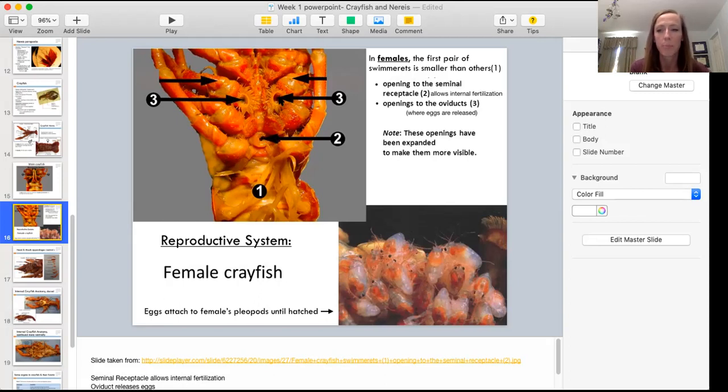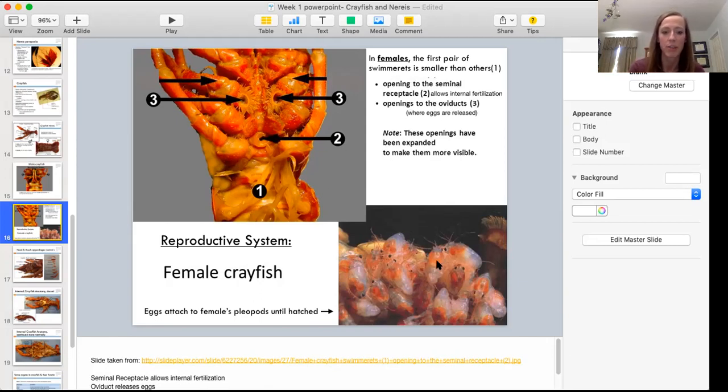And if you sort of palpate with your probe, you might also be able to see the openings of the oviducts at the base of the walking legs. So you can look for those. Again, this is an idealistic picture, so don't expect it to look that great on your specimen, okay? You've got to kind of hunt for them. But you should be able to see them and find them.